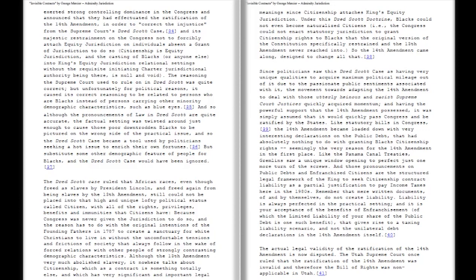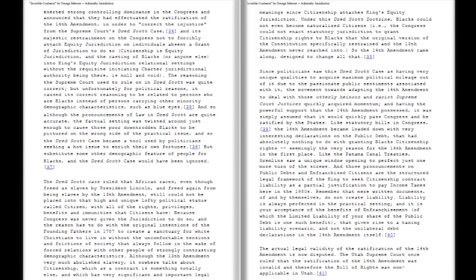Liability as a partial justification to pay income taxes. Here in the 1980s. Remember that mere written documents of and by themselves do not create liability. Liability is always perfected in the practical setting, and it is your acceptance of the benefits of enfranchisement, of which the limited liability of your share of the public debt is one such benefit, that gives rise to a taxing liability scenario, and not the unilateral debt declarations in the 14th Amendment itself.